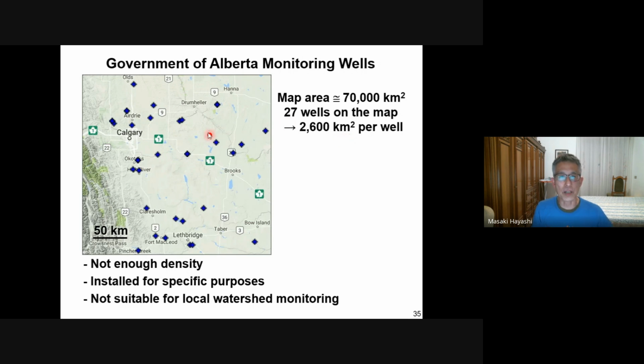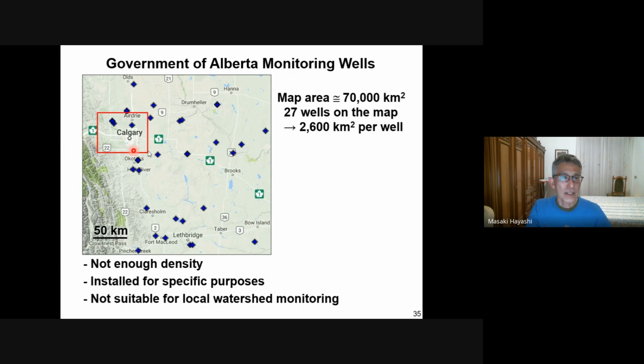And a lot of these wells are set up for specific purposes by oil companies and other companies. They were donated to the Alberta government for monitoring wells, but they're not really appropriate for the baseline monitoring of regional aquifers. So what to do? We need more monitoring wells, but it costs a lot of money to drill a well.